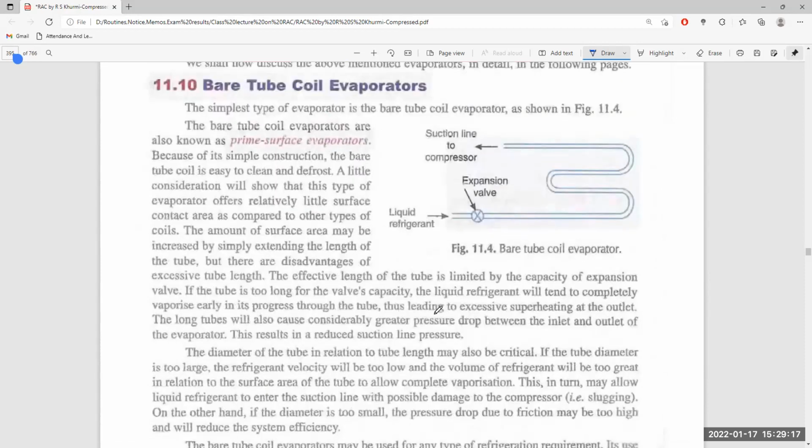The simplest evaporator is the bare tube coil evaporator, as in the figure, where the liquid mixture comes in through a valve, the expansion valve here, then goes to the evaporator coil, then comes out to the suction of the compressor. The bare tube evaporator is known as the prime surface evaporator.